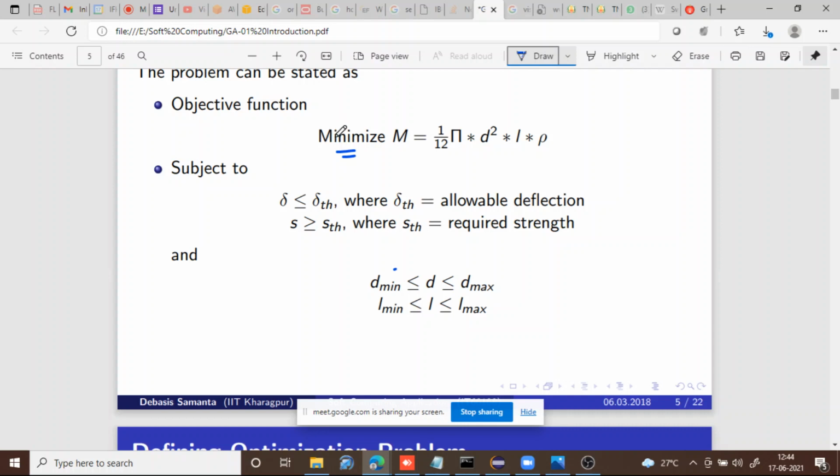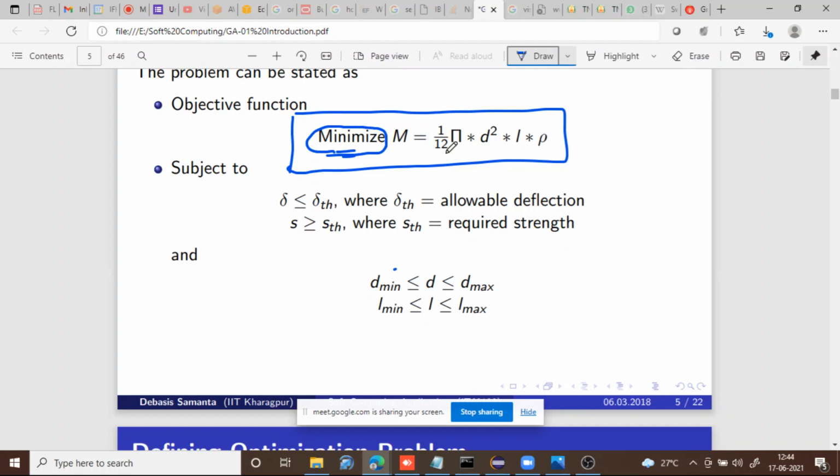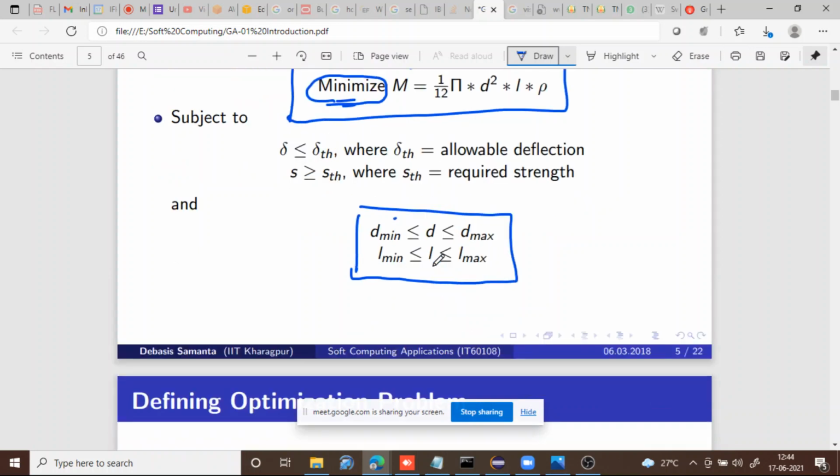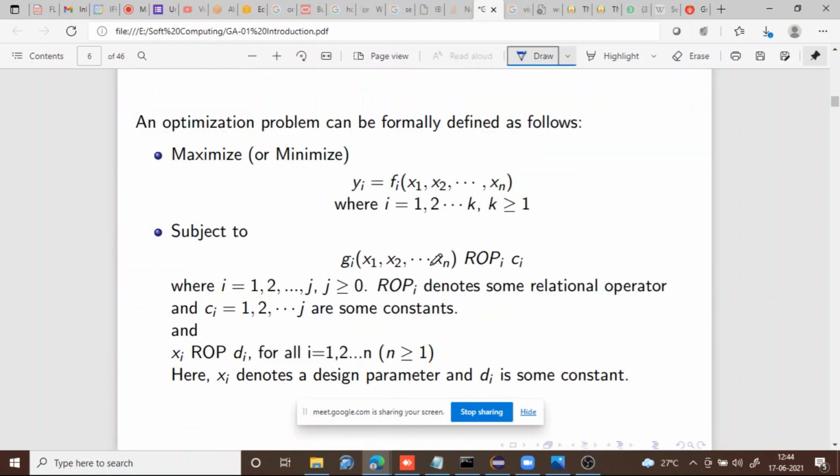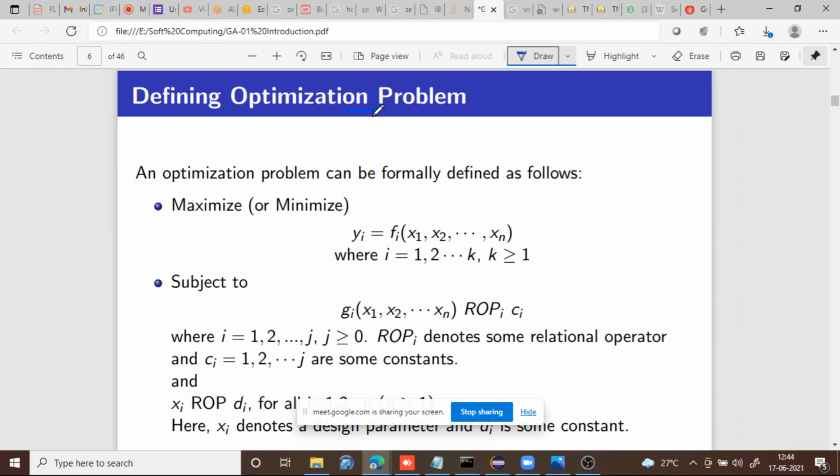What it says is, for any optimization problem there will be a function, and that function should be either minimized or maximized. Apart from this function, it will also have some set of constraints. These constraints also will be represented through some functions. Here, our objective is to minimize this function. In some other problem, your objective may be to maximize, and it will also include some set of constraints. So this is the general overview of any optimization problem.